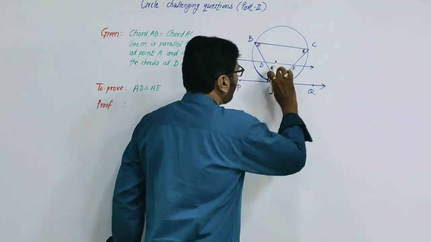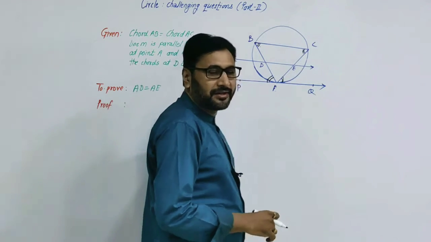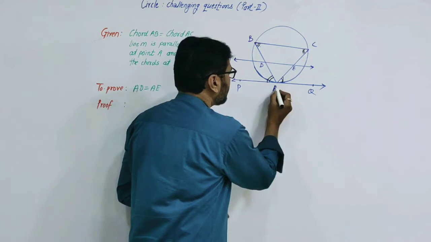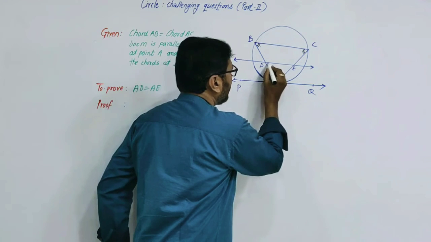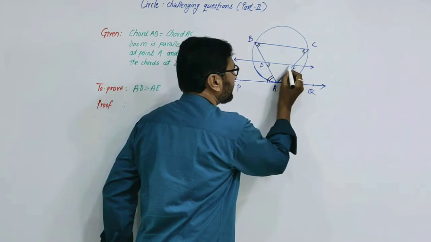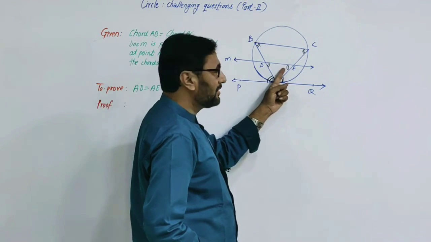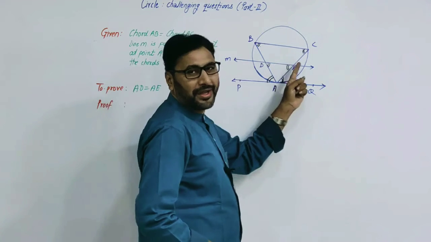But we have to prove AD is equal to AE. We know line M is parallel to line PQ. So this angle will be equal to this angle and this angle is equal to this angle. If these two angles are equal, we can say AD is equal to AE.